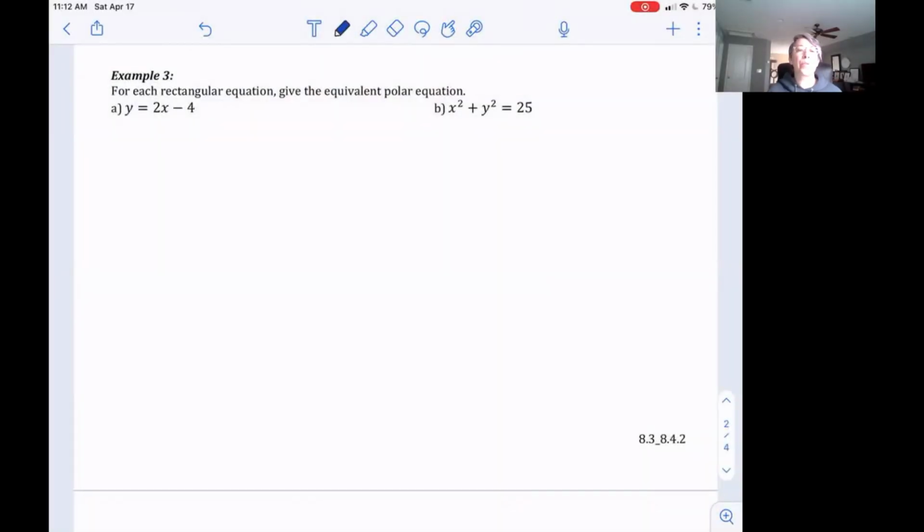So let's take a look at example 3. We want to change each rectangular equation, and again, when they say rectangular now, we know that it's in terms of x and y, and we want to give the equivalent polar equation, which means we are dealing with r and theta. When we're doing it in a polar equation, we want to put it in terms of r equals. Usually with rectangular, we have a y equals. Generally with polar equation, we want it in terms of r equals. So we need to substitute in for every y and every x.